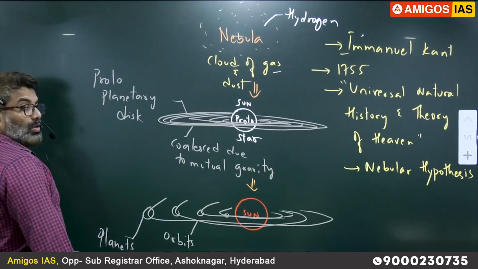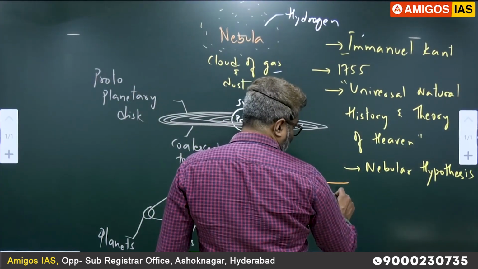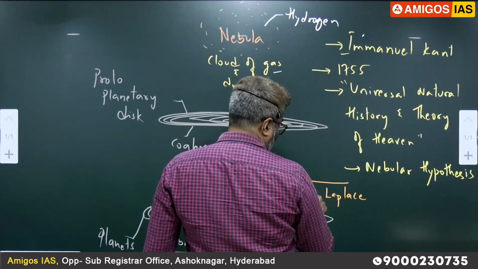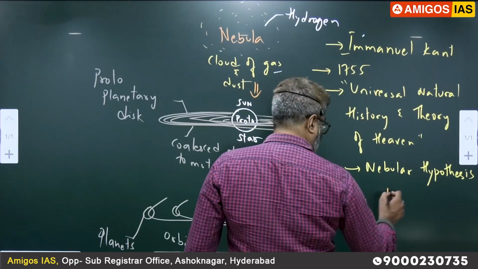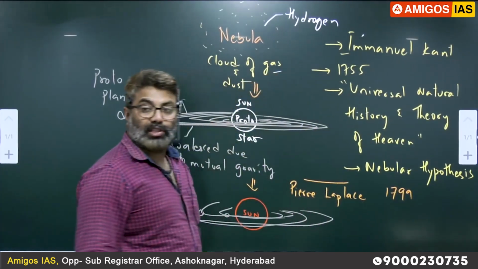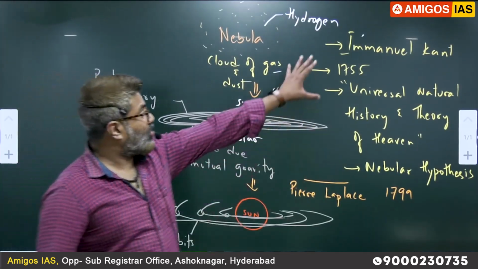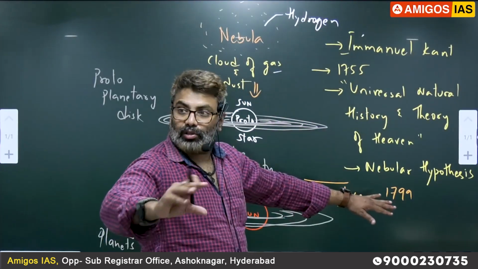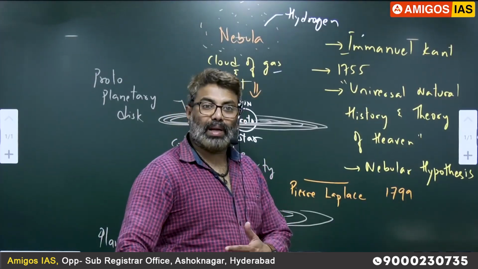Okay, this was later modified by Pierre Laplace in 1799. This theory was slightly modified by Pierre Laplace, a French scientist. This guy is a German philosopher. This person is French. He changed it. So the name Laplacian theory. So both are the same: Nebular theory, Laplacian theory.